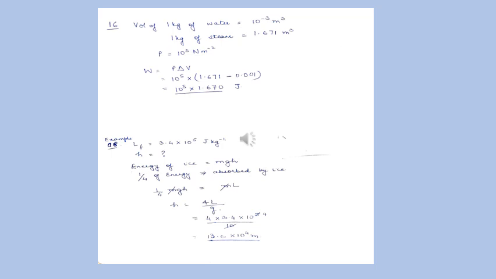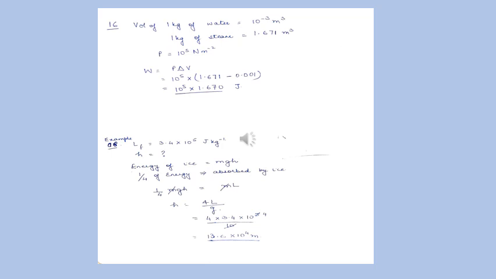The next question that we've considered is solved example 8 of your textbook. From what height should a piece of ice fall so that it melts completely? Only 1/4 of the heat is absorbed by ice.